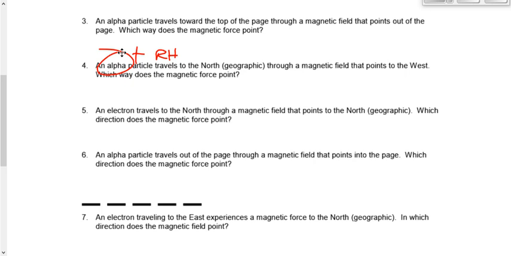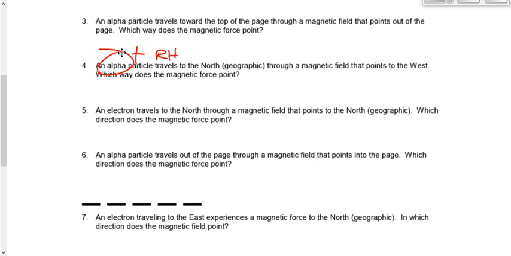So yesterday when we did it, we said that was north. Today we're going to pretend that that's north, just to show you that it doesn't really matter. So that's north. Number 4, which says we've got this alpha particle that's going to the north. I'm going to stick my right thumb to the north. Right, this is north for us. Right thumb to the north. Magnetic field is pointing to the west.